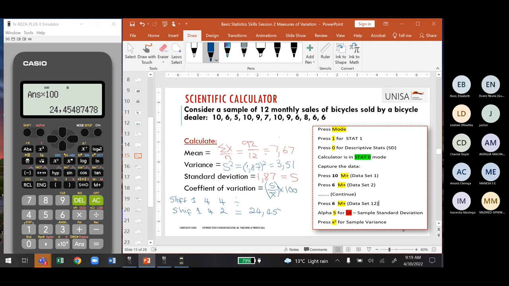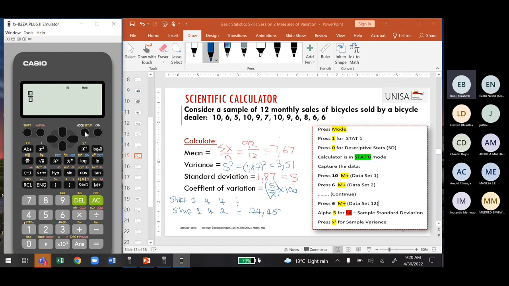Okay. Now let's move to those who are using a Sharp calculator. You can use the fraction when you are in the stat mode. It will not work. To take your calculator back to the normal math mode, you just press mode and then press 1. It will take your calculator back to your normal mode, and you can use your fractions.